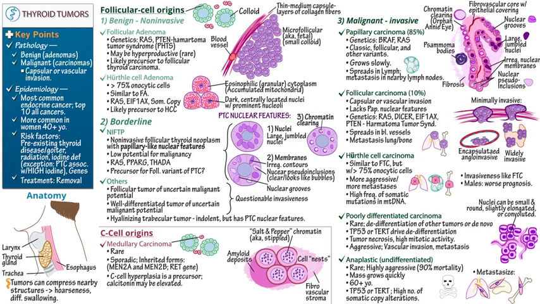Medullary carcinoma spreads via lymphatic and vascular routes. Metastasis to the lymph nodes is common, and the lungs, liver, bone, and brain are the most common sites of distant metastasis. This concludes our diagram.